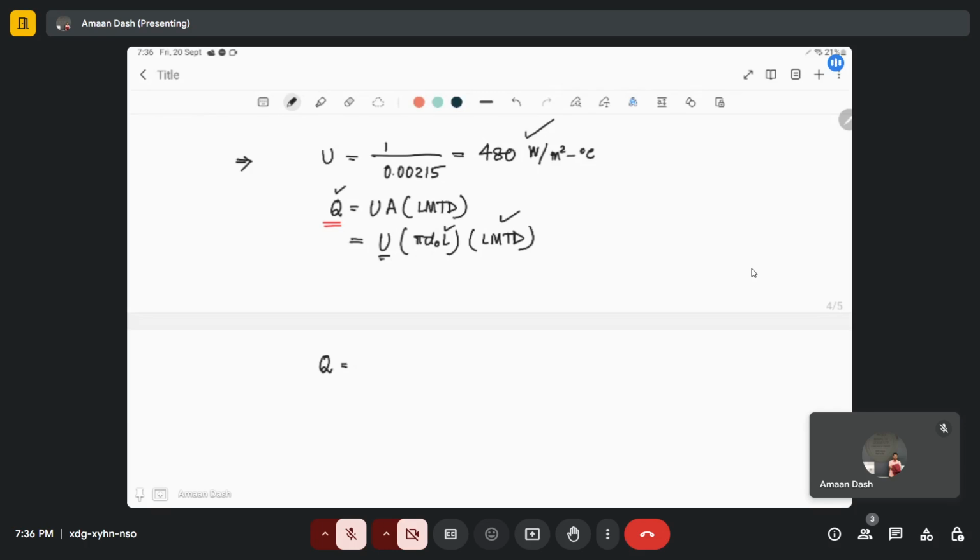So what is Q? We know that it is the heat gained by oil. So it's nothing but m dot Cp delta T, which is 1.1 times 1.884 times 10 to the power of 8 times delta T, which is 20 minus 10. So this is equal to 20700 watt.